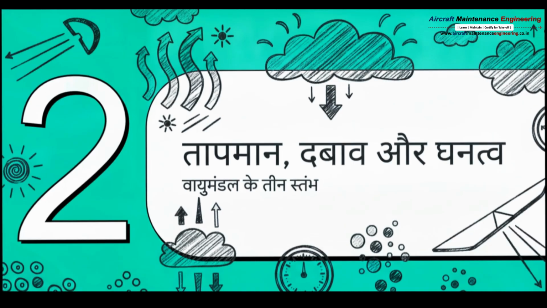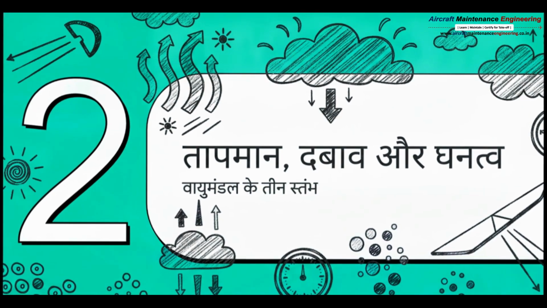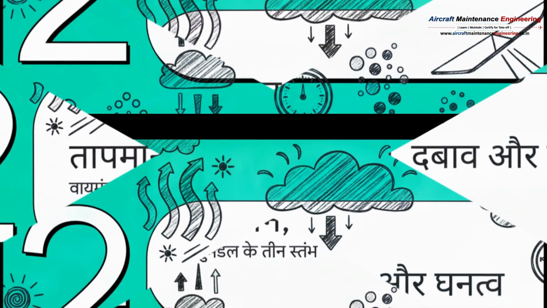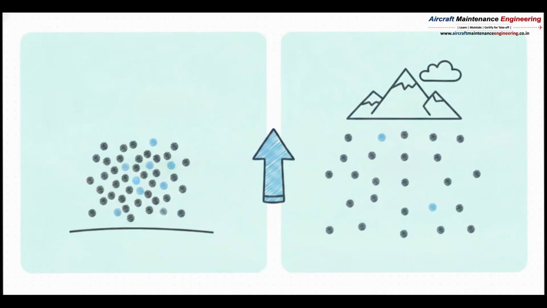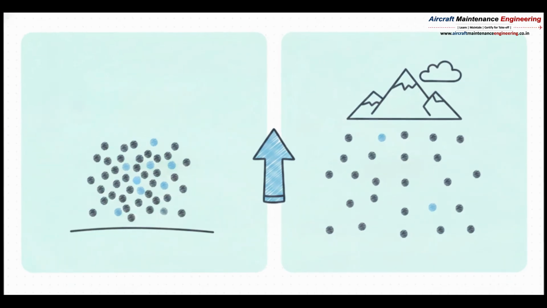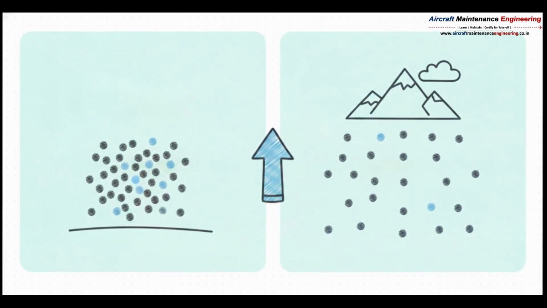Section 2. Temperature, pressure and density. Let's look at the three core pillars of atmospheric physics. Now pay close attention, because this is a VVI, very important concept for the DGCA exam. As altitude increases, air pressure decreases. To remember this simply in Hindi, जब ऊंचाई बढ़ती है, हवा हल्की होती है.